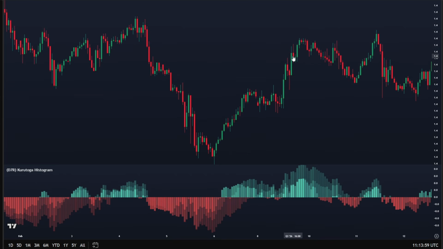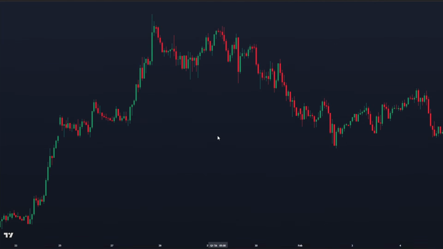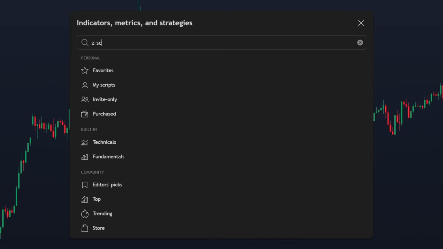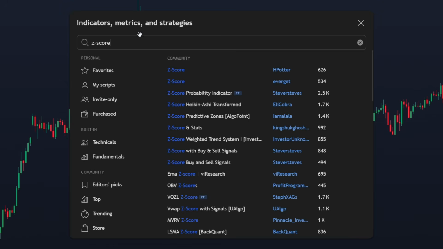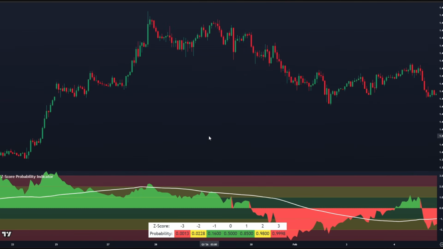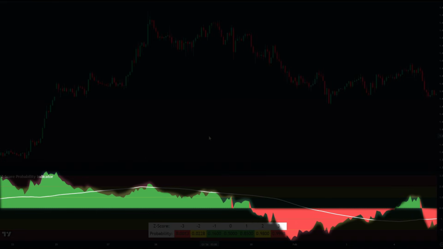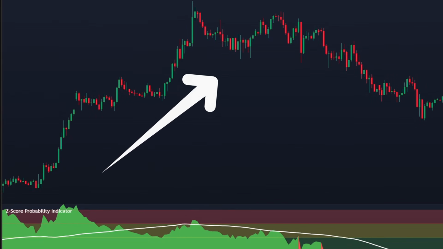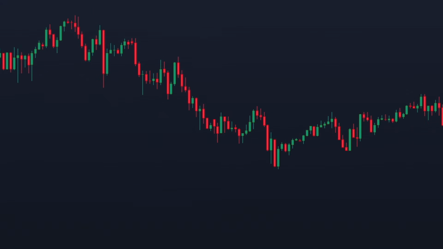So this indicator doesn't just show trend, it shows the strength and balance between buyers and sellers. And now the fifth indicator, which in my opinion is the most powerful one in this list. Search Z-score probability indicator and add it. Don't worry about the complex name. You don't need to understand the math behind it. Just focus on what it shows. This histogram works similar to the others. Green above 0 means bullish trend, red below 0 means bearish trend.